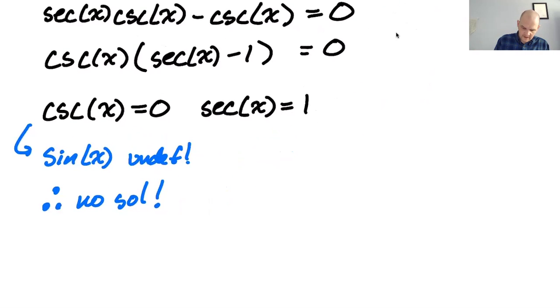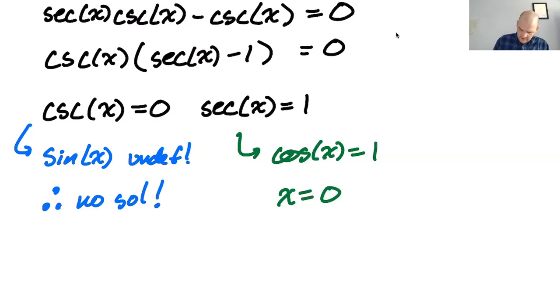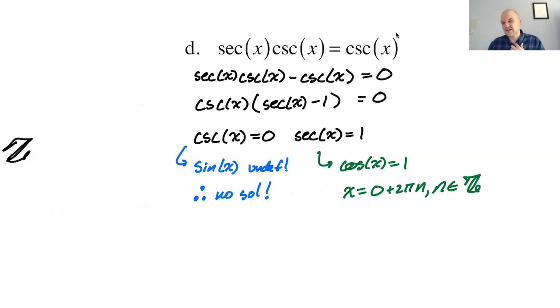Let's check this other part. Well, here we're basically saying cosine equals 1. So where does that happen? That happens at 0 plus 2 pi n, where n is an element of the integers. But this problem's a little weird, right? It's got secants, it's got cosecants. I think we should check the answer because I think it's weird. That's how I make the decision.